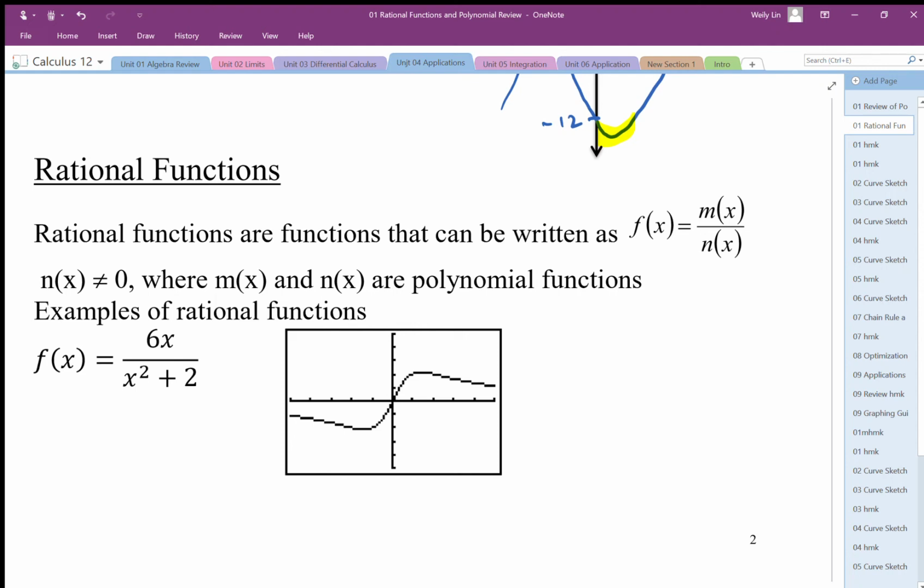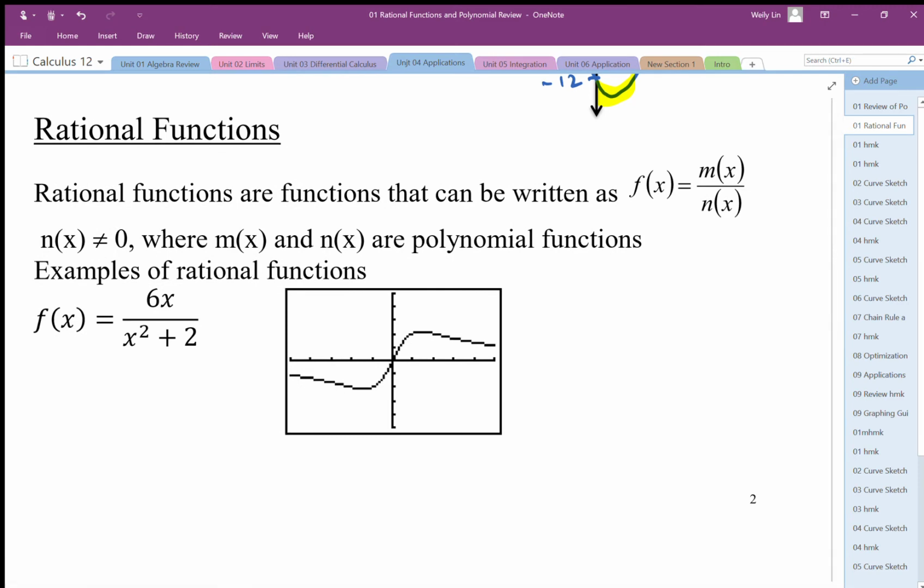So the other graphs that we're going to look at are rational functions. Rational functions are anything that can be written in this rational form, where we have some sort of polynomial in the numerator and polynomial in the denominator. There's all sorts of different types. We're just going to go over the main ones. As we get further into calculus, we will be introduced to even more complex ones.